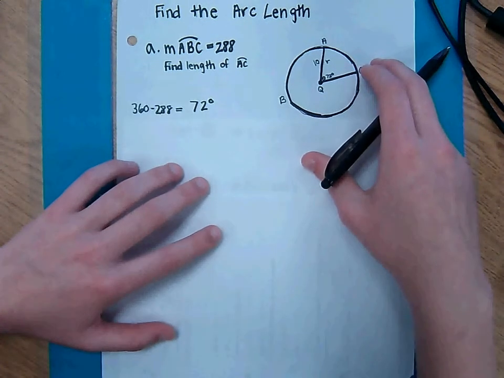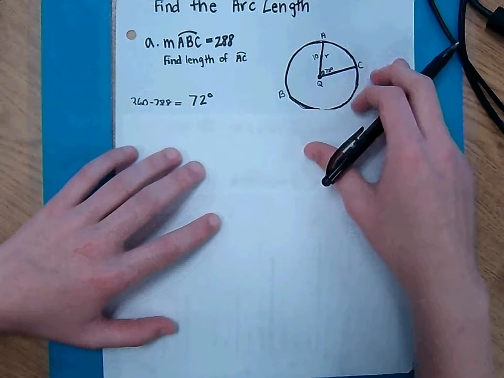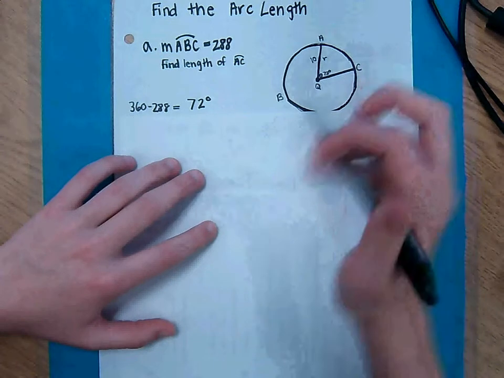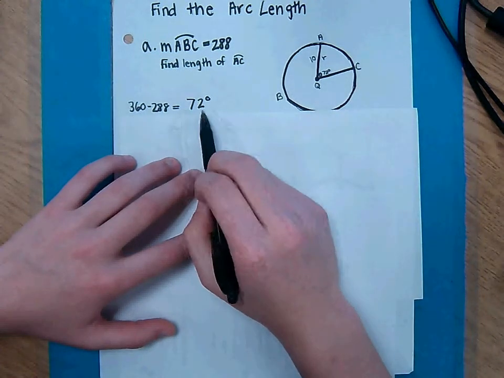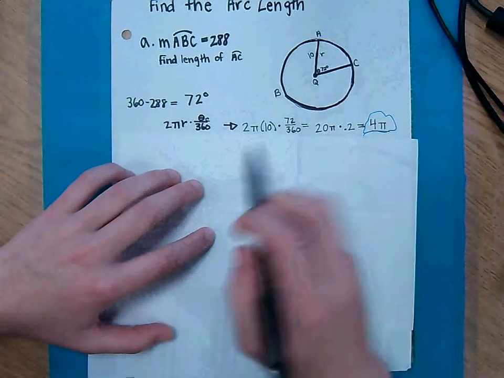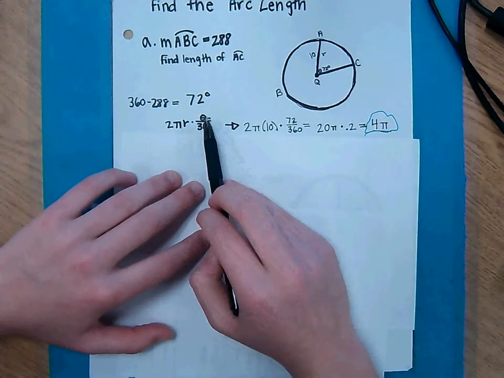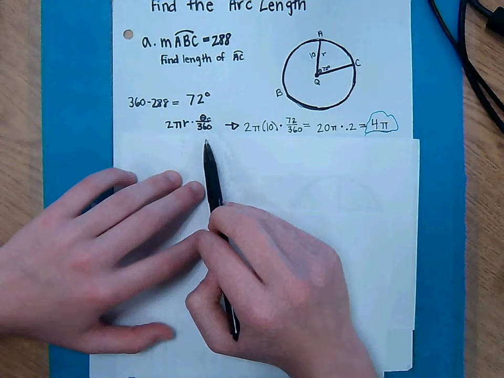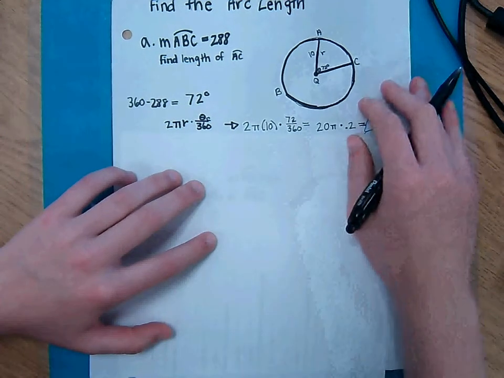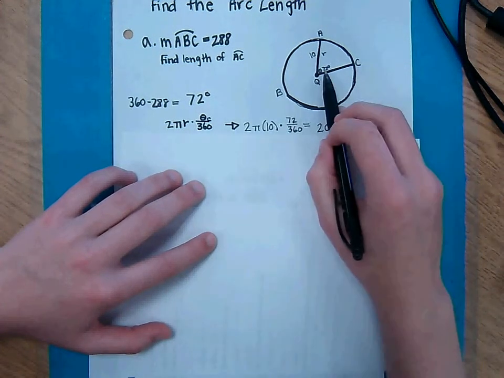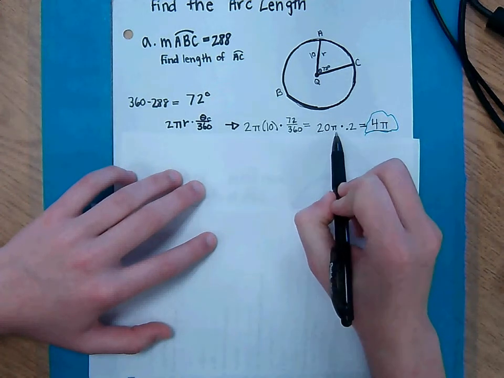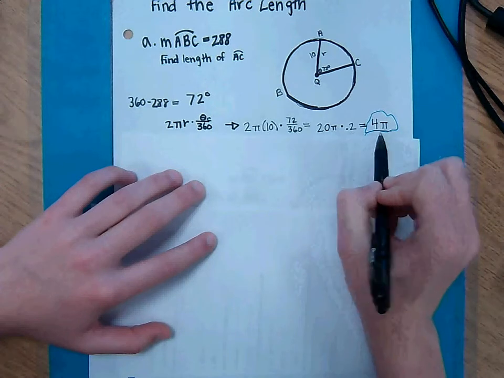Well, they didn't give you the central angle, but you can go ahead and solve for that as 360 minus 288, and that'll give you 72. And so then you plug it into your formula, 2 pi r times the central angle divided by 360. And so that'll give you 2 pi times 10, because it gave you the radius, times 72, which is your central angle, over 360. And you'll get 20 pi times 0.2, which will give you 4 pi.